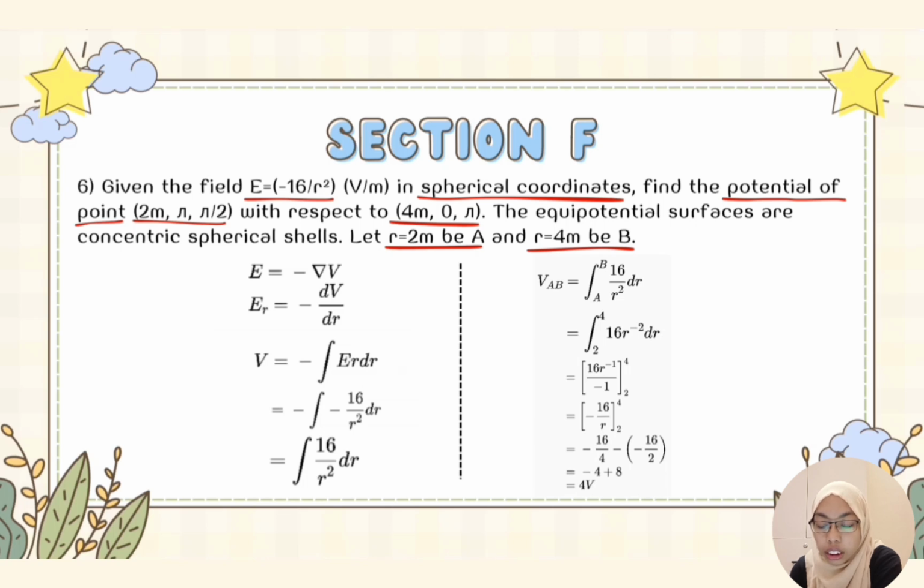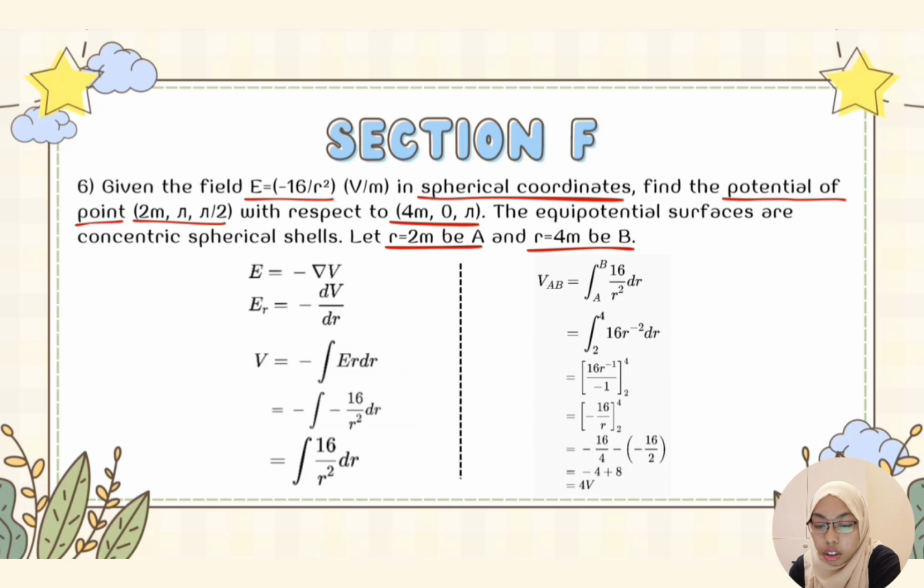We know that the relationship between the electric field and the potential is E equal to negative delta V. We can rearrange the formula and we can get ER equal to negative dV over dr. V equal to negative integration of ER dr. We have the value of ER, which is this one, and we can get negative integration negative 16 over r squared dr. Negative will be positive, and the V equal to integration of 16 over r squared dr.